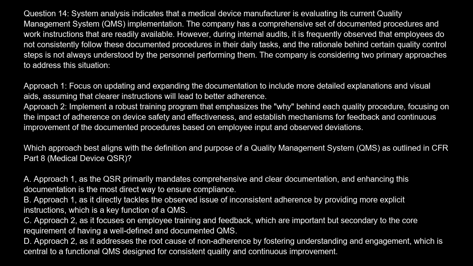Option A. Approach 1, as the QSR primarily mandates comprehensive and clear documentation, and enhancing this documentation is the most direct way to ensure compliance. Option B. Approach 1, as it directly tackles the observed issue of inconsistent adherence by providing more explicit instructions, which is a key function of a QMS. Option C. Approach 2, as it focuses on employee training and feedback, which are important but secondary to the core requirement of having a well-defined and documented QMS. Option D. Approach 2, as it addresses the root cause of non-adherence by fostering understanding and engagement, which is central to a functional QMS designed for consistent quality and continuous improvement.